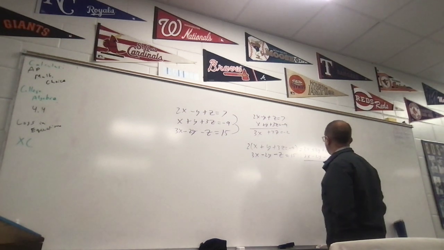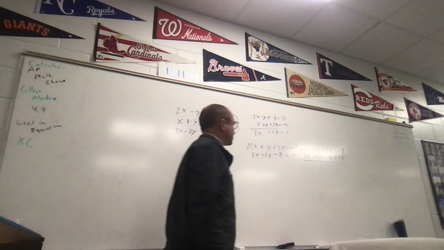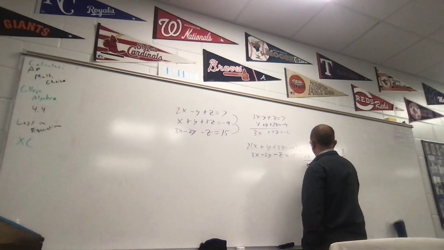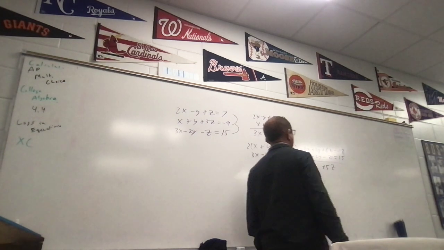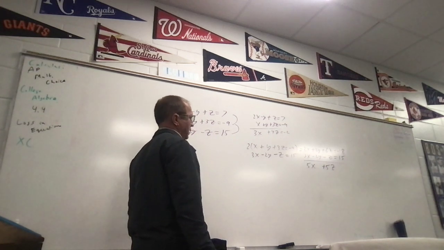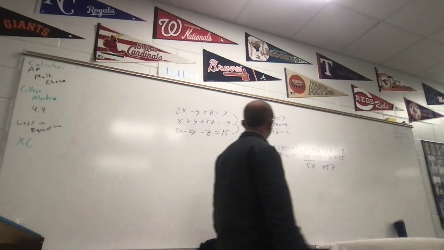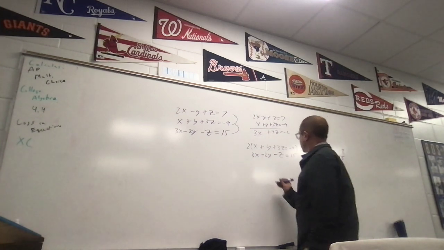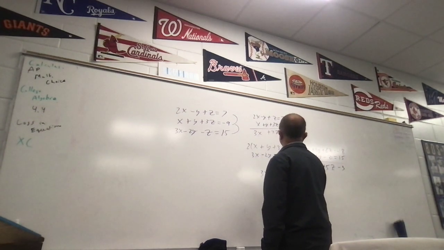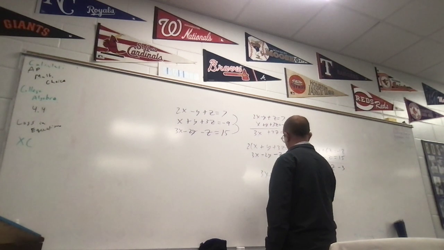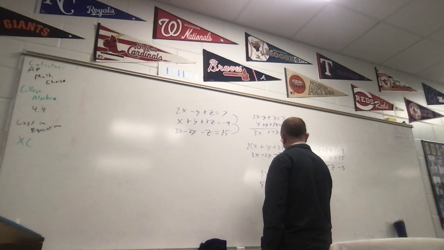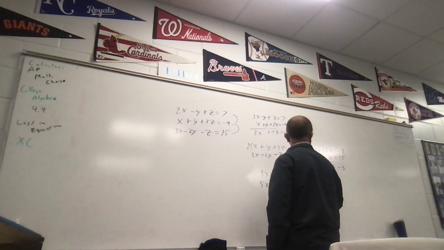All right, adding those together, 2x and 3x is 5x. 6z and -z is 5z, and -18 and 15, -3. All right, so now I'm down to two equations with two variables. So I've got 3x plus 4z equals -2, and 5x plus 5z equals -3.